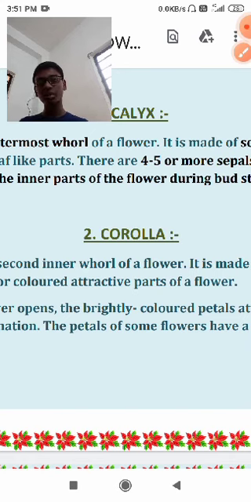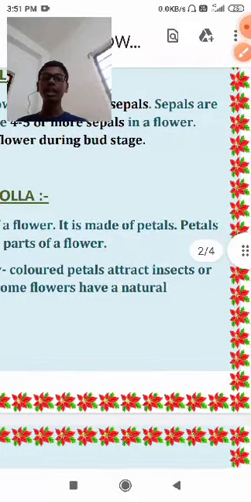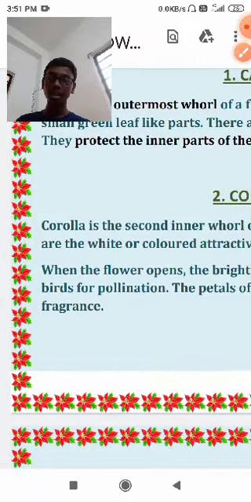Okay, it is very attractive. Now when the flower opens, the brightly colored petals attract insects or birds for pollination. That means when the flower opens, or the sepals open, the petals come out, and they are brightly colored and they attract insects and birds for pollination. Now what is pollination? I will explain it in my later videos which I am going to post. I will make a separate video on pollination.